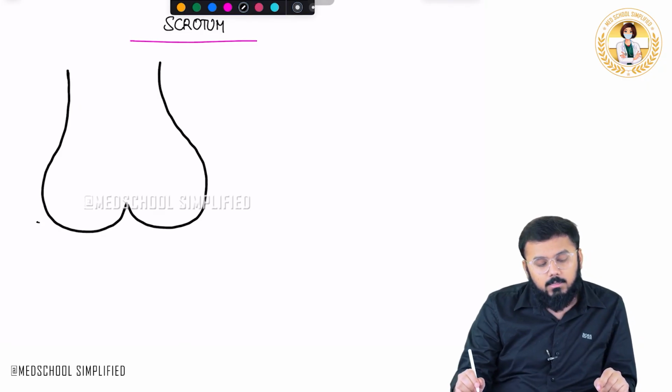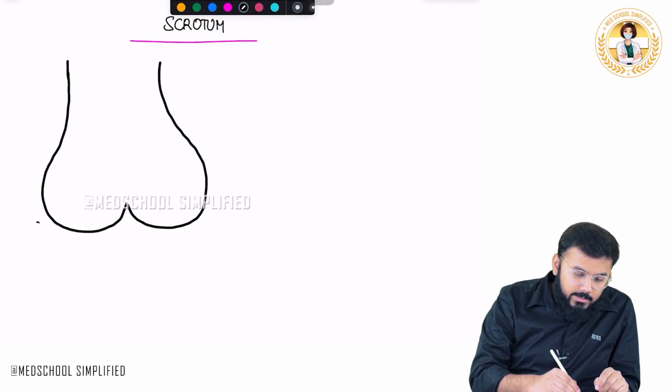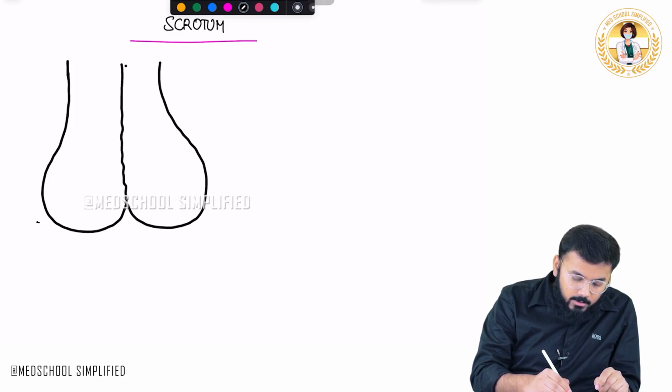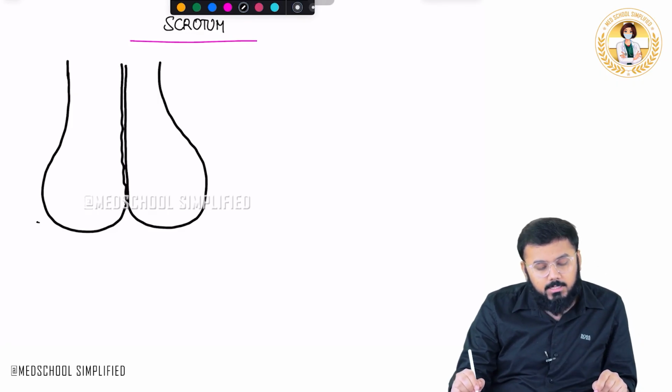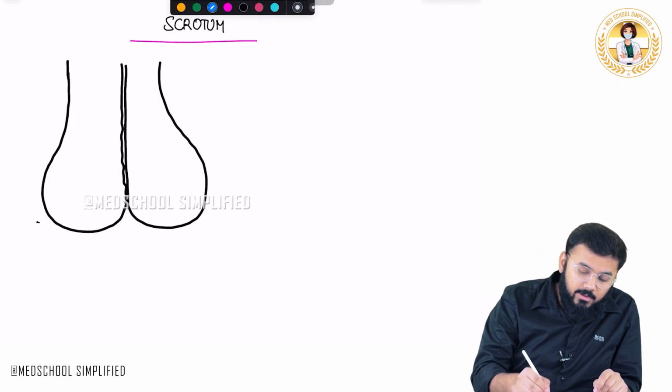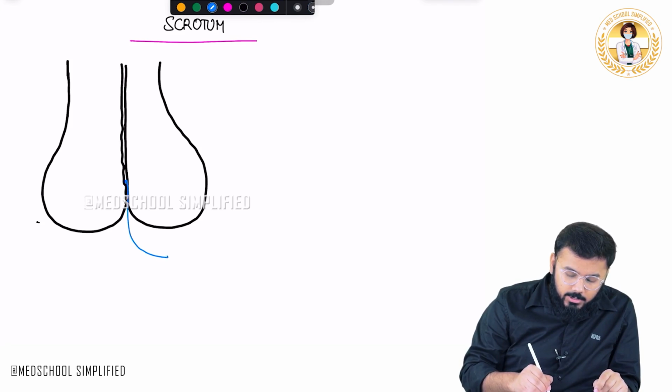Let us say this is the scrotal sac, and the next important thing is that in the center of the scrotum you have a partition, right? You have a partition in the center of the scrotum. This is called the raphe. What is this partition over here? This is called the raphe.